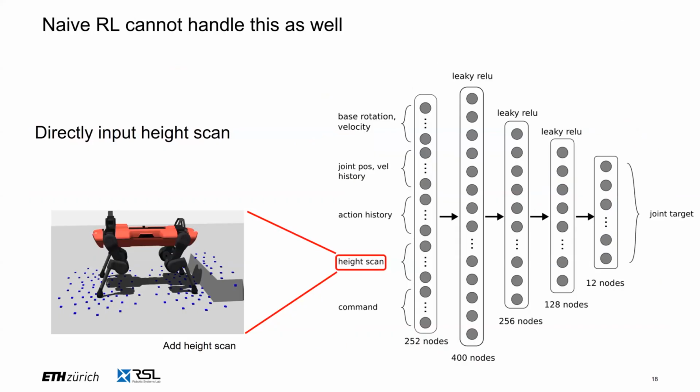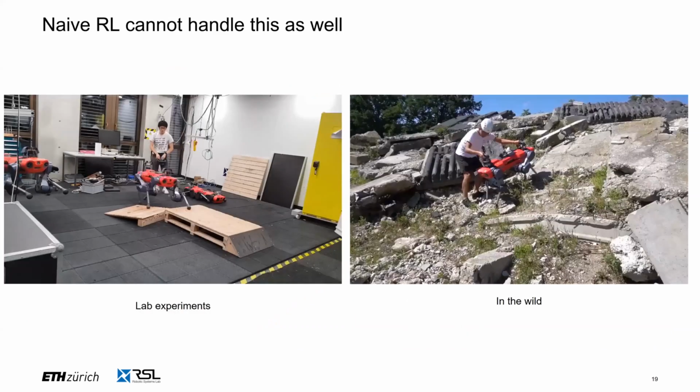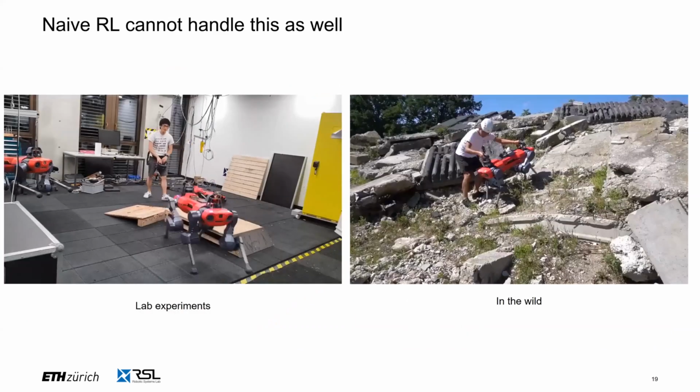So what I tried was to tackle this from the learning-based approach. You can think about how to input this exteroceptive information from the map to the neural network-based controller. The most naive approach would be to sample the height around the foot and just directly input it into the neural network.